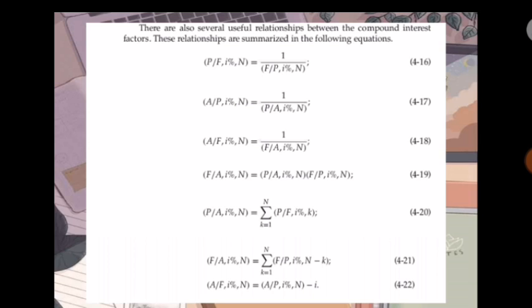In 4.20, P over A, i, N is equal to the summation of K equals 1 to N of P over F, i, K. Here, F over A, i, N is equal to F over P, i, N minus K. And A over F, i, N is equal to A over P, i, N minus i.